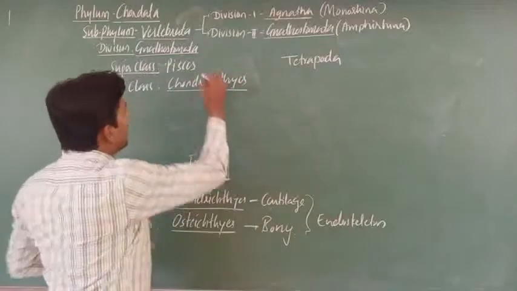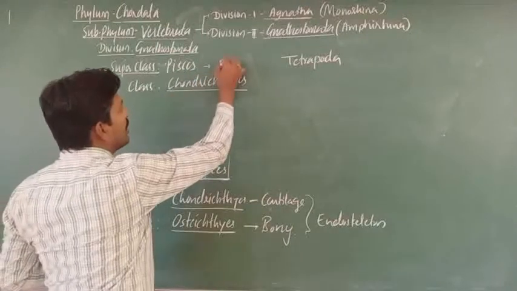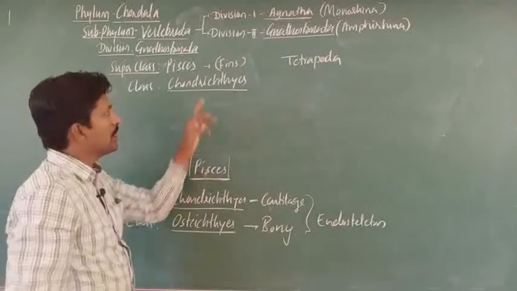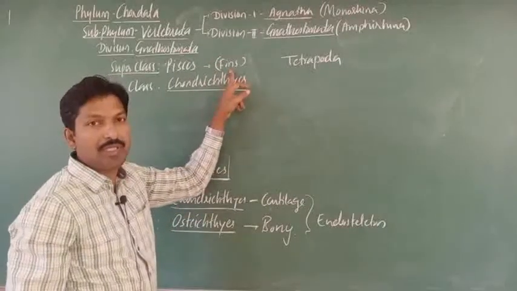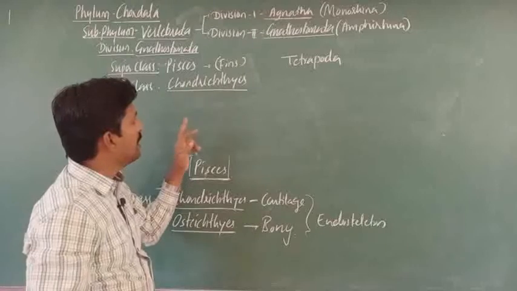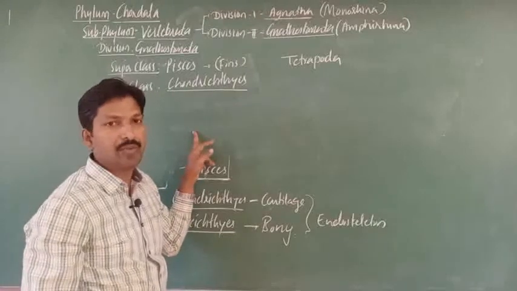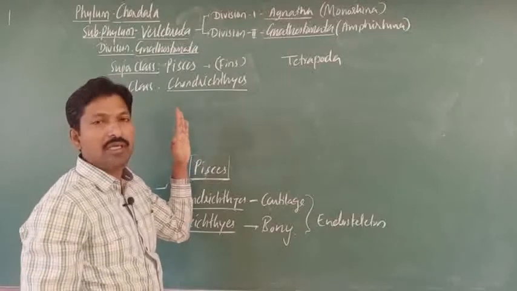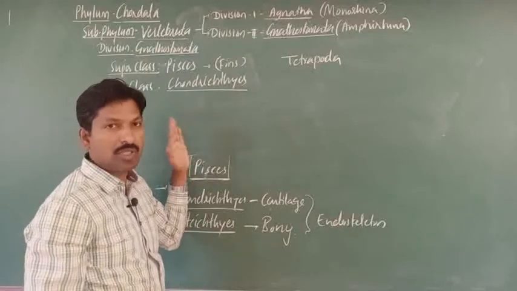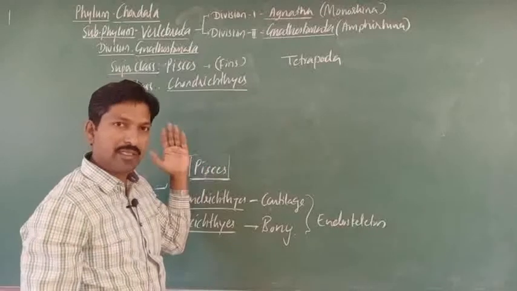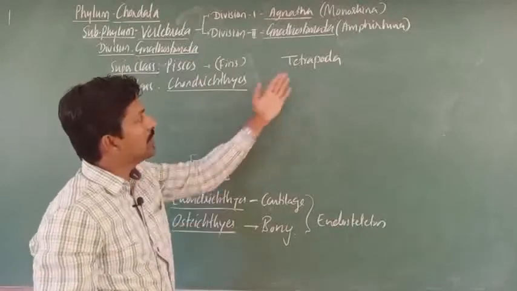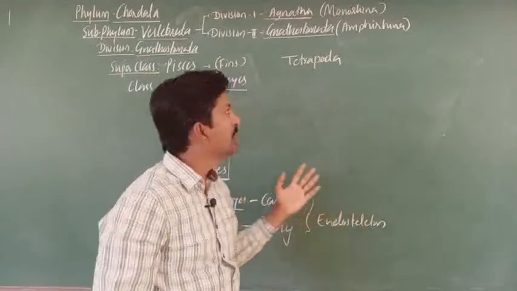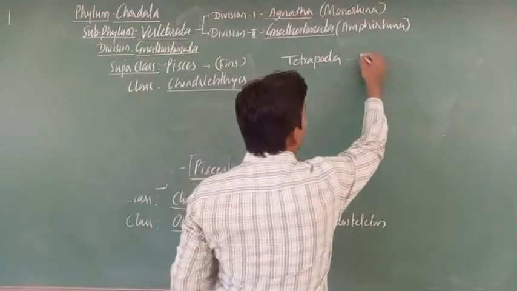Pisces has very special features. Fins are present for their locomotion. This is another important feature. Fins are present in the Pisces, both Chondrichthyes and Osteichthyes, paired and unpaired fins, which help in locomotion, and they are exclusively aquatic. Without water they cannot survive, because their habitat is water. In Tetrapoda, water as well as land is required. Tetrapoda means presence of limbs.